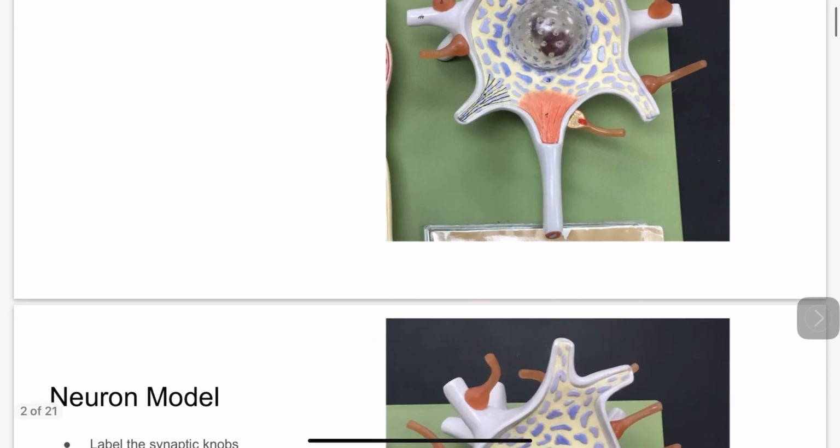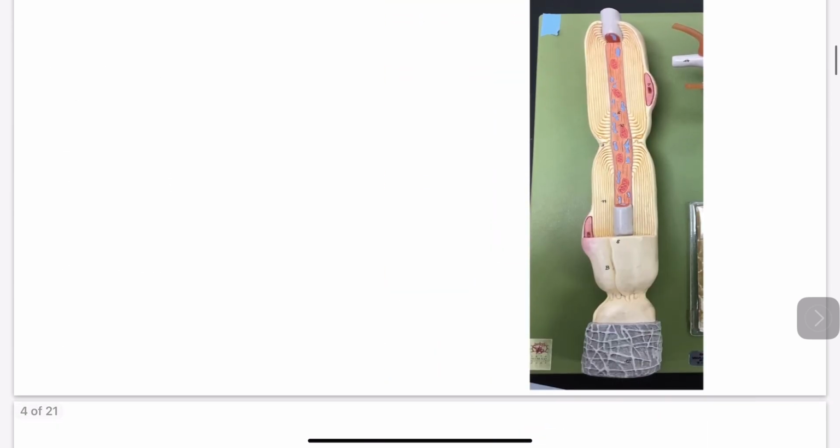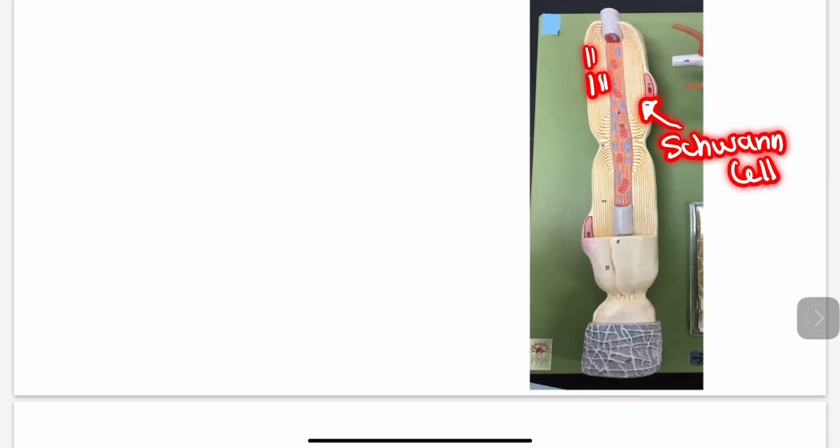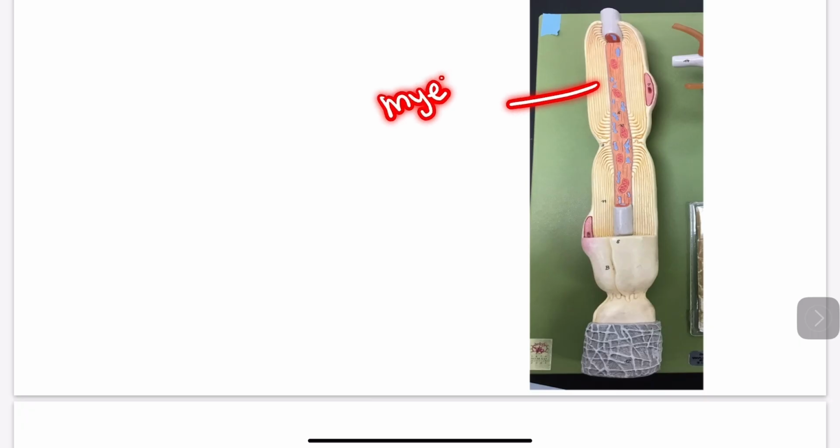So if we go down over here, right, this cell is going to be a Schwann cell. And remember, it wraps itself many, many, many times. So all these little layers that you can see are going to be your myelin sheath. And again, those are the layers that are made up by those Schwann cells.